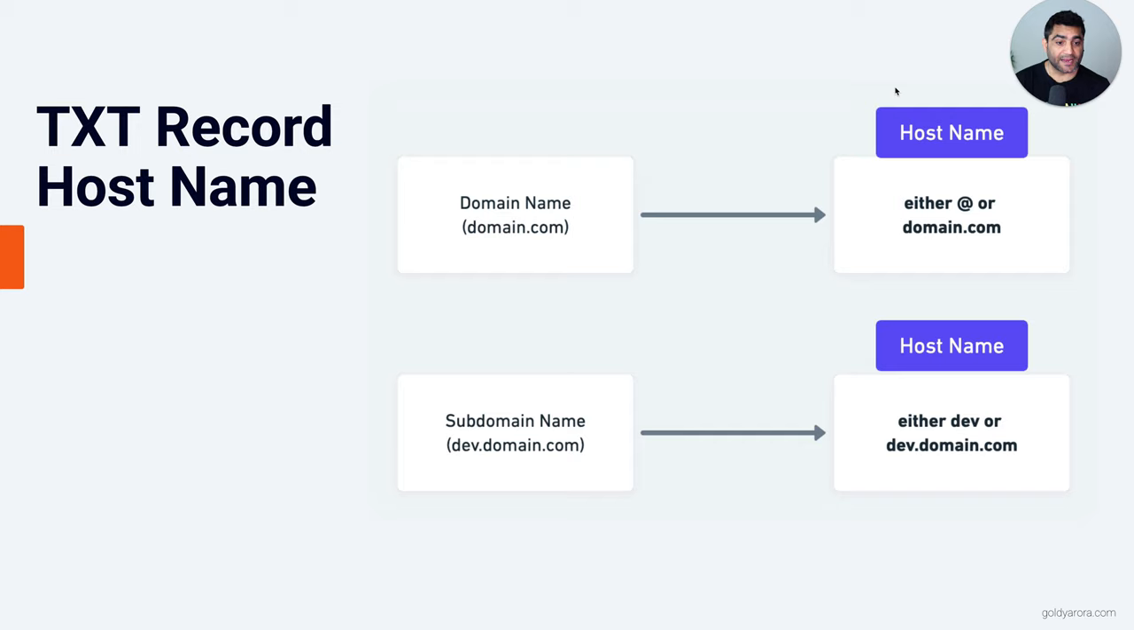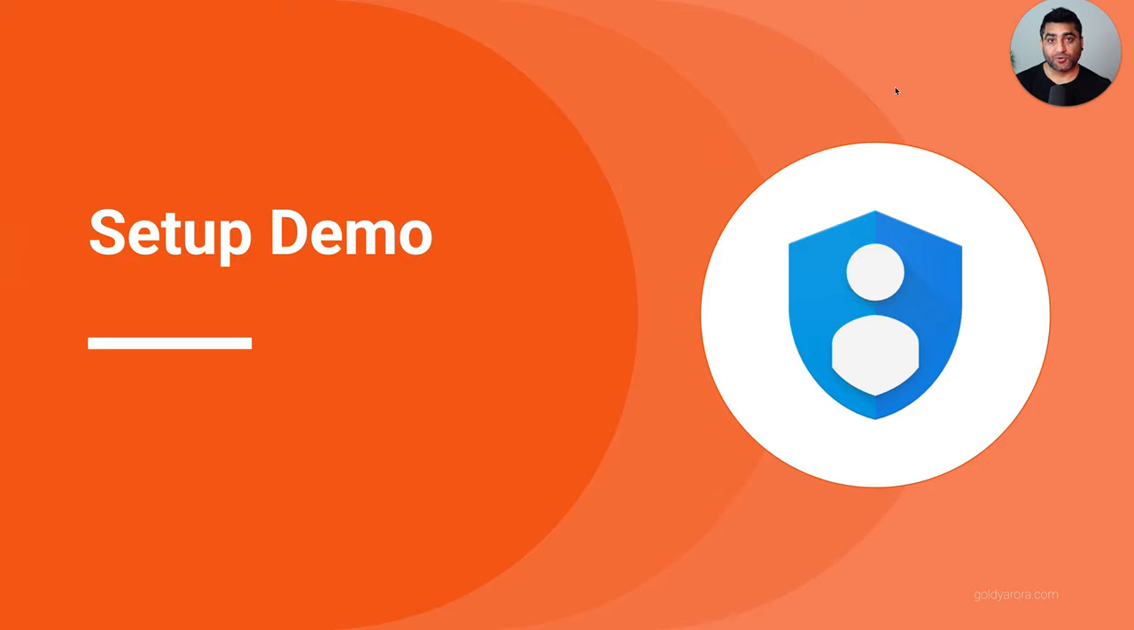However, if you are signing up for Cloud Identity on a subdomain like dev.yourdomain.com, then your host name for that TXT should be either dev or dev.domain.com based on, again, how your DNS takes it. I personally recommend not to go with a subdomain unless you have a very strategic reason in place. And I've created one more video comparing both of these options. In this demo, I'll show you how you would be setting up with your primary domain, which is domain.com.